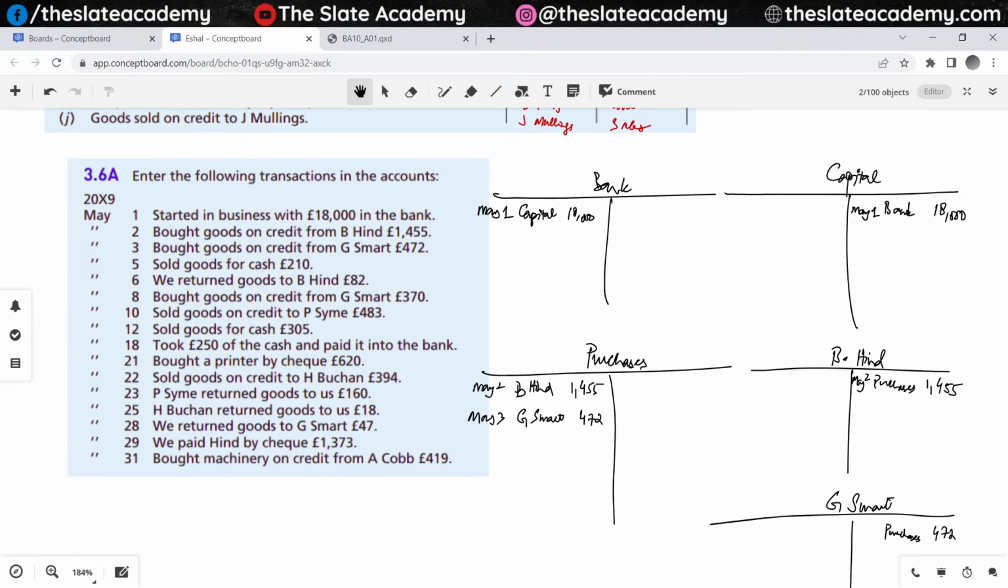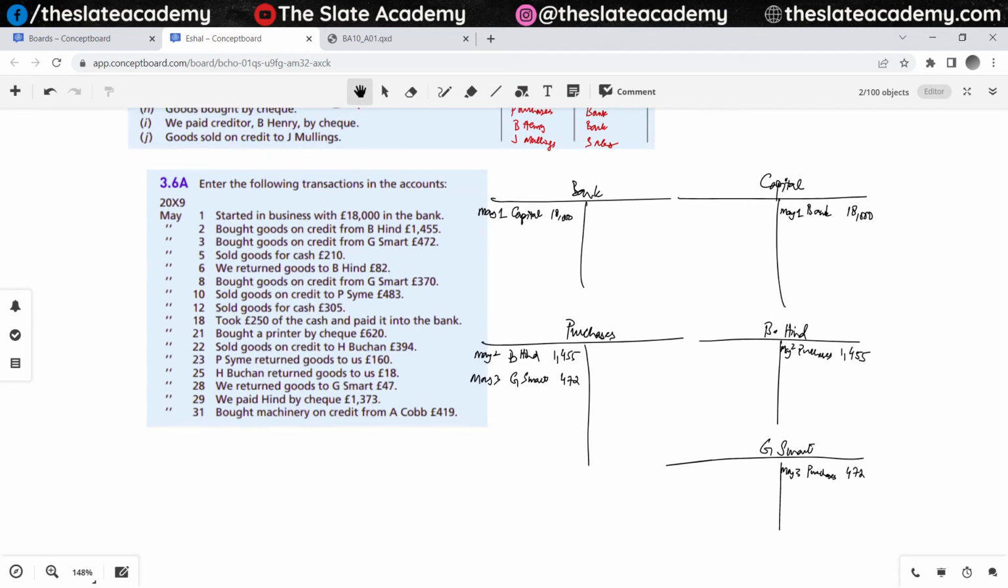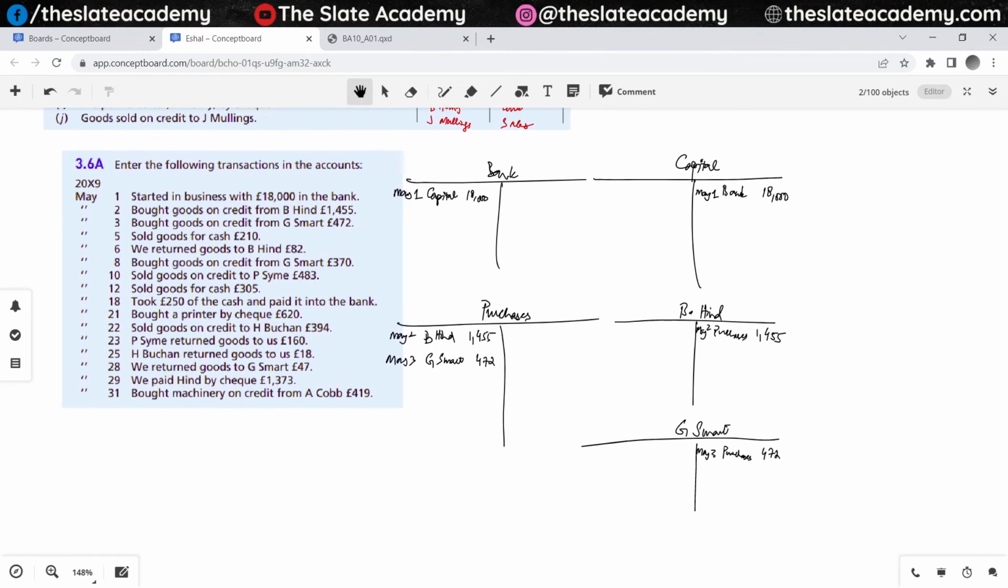Some businesses have a separate T account for credit purchases and a separate one for cash purchases. We won't be doing that in this question. If you want to do that bifurcation, you can do that too. If the question requires you to do that, you'll do that. Otherwise, we'll put all the purchases in one account if the question doesn't specifically mandate it. Okay, the first three transactions are done.